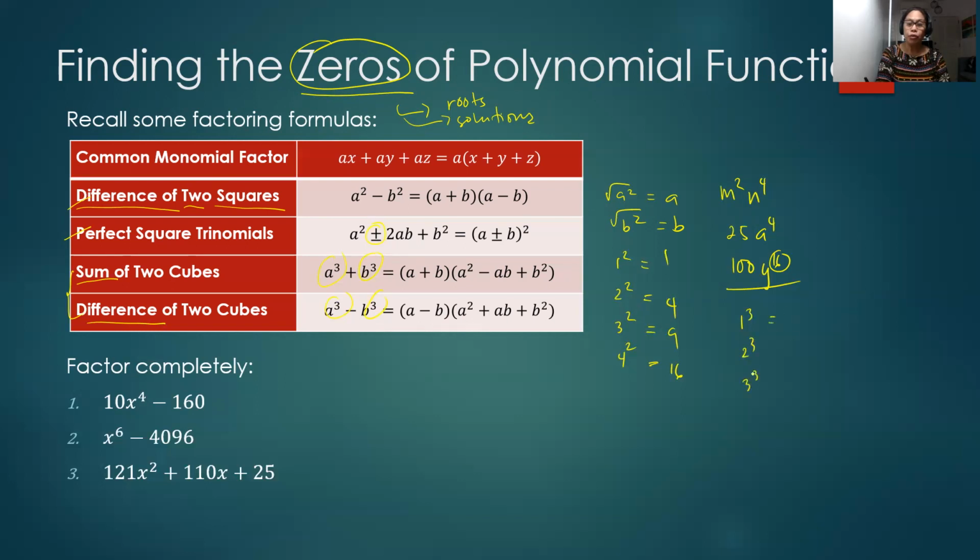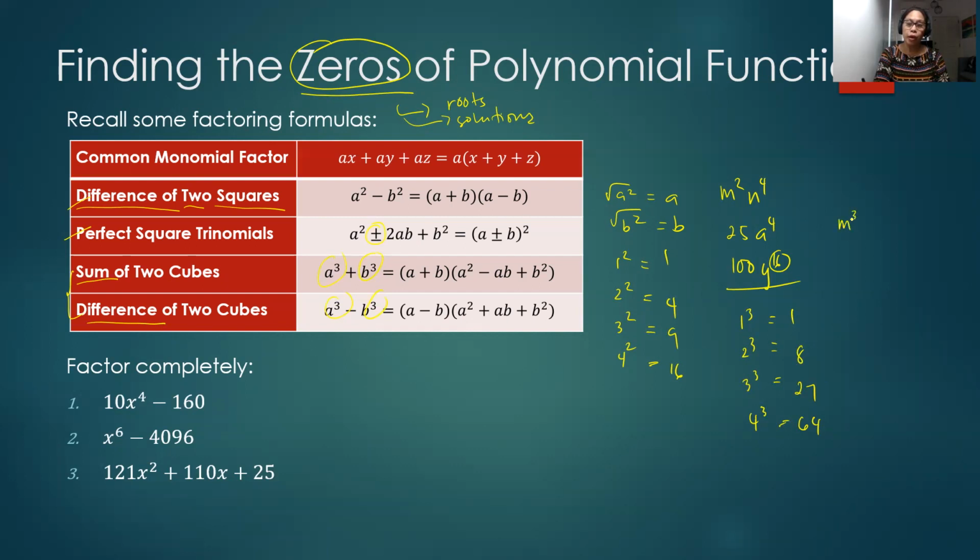If we raise 1 to the third, 2 to the third, 3 to the third, and 4 to the third, the result is a perfect cube expression. And the right side of each of these equations is a perfect cube expression. With algebraic expressions, the requirement is that the exponent must be divisible by 3.